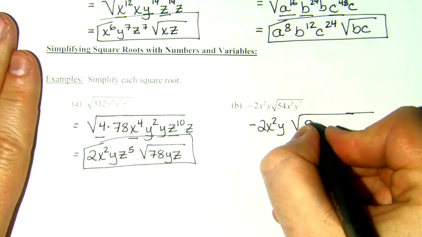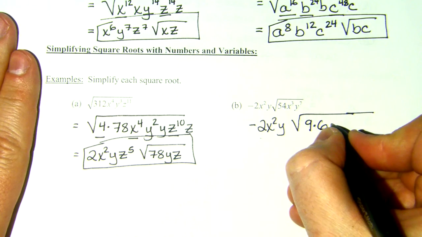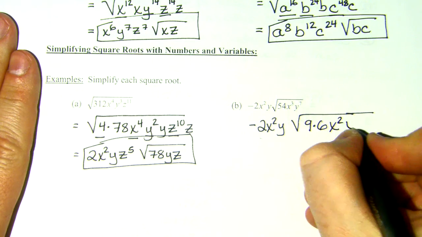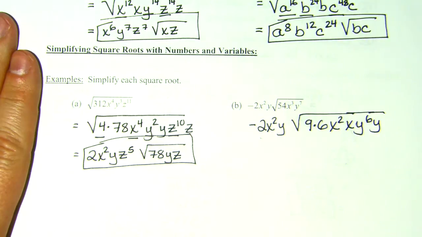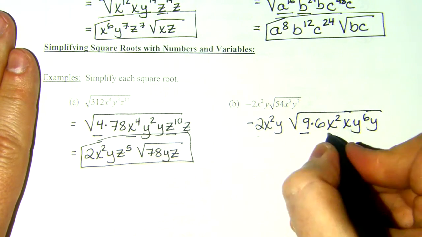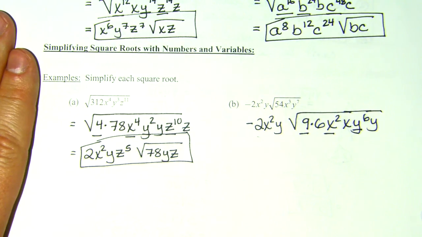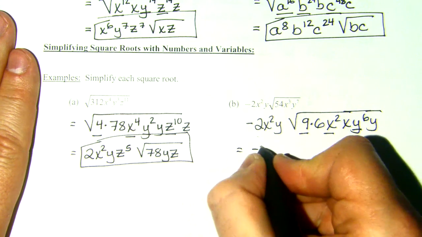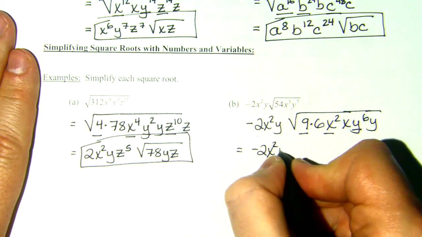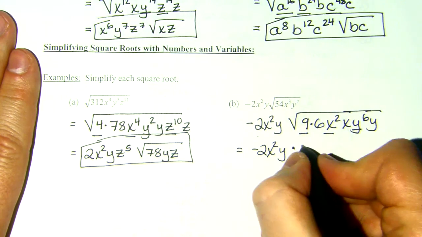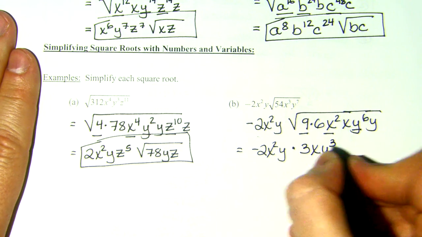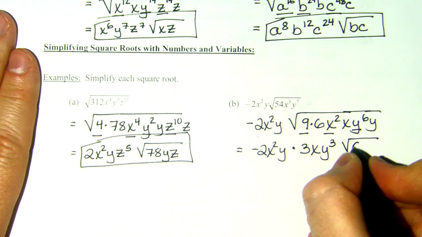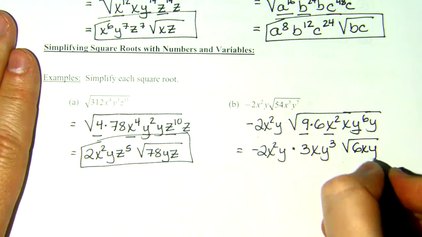I can say 9 times 6. X to the 3rd is x squared times x. Y to the 7th is y to the 6th times y. I can do the square root of each of these. I'm just going to leave that negative 2x squared y out front for the moment. I'm going to move out a 3, an x, and a y to the 3rd. And inside my root, I'm left with a 6xy.